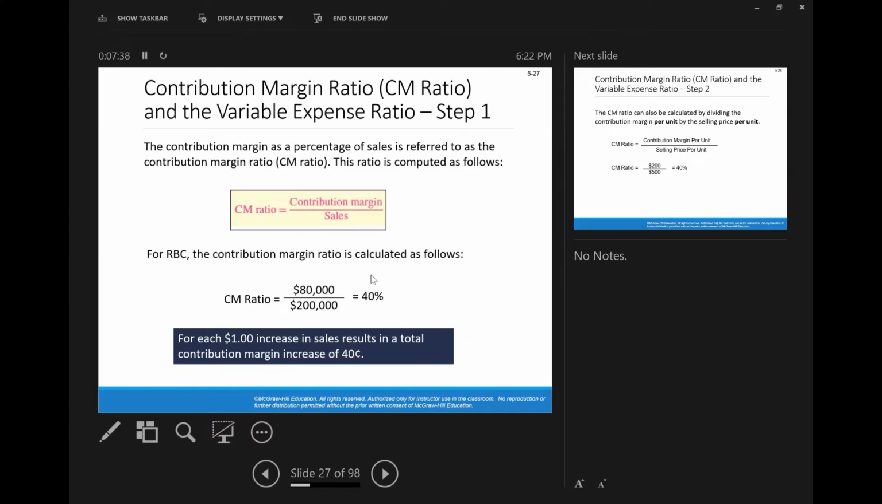Okay, sorry, I was confused. I was thinking we were going with the 500 units. Okay, so we're going with the break even. So it's 400 units for this example here.